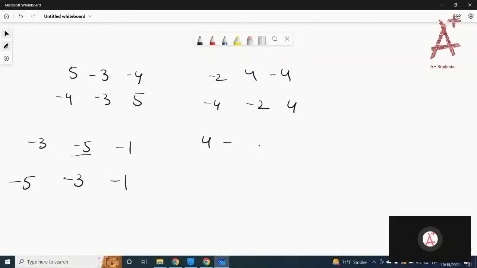Okay, the next one is 4, -1, and 3. So the -1 is the least one. Then you have 3 and then you have 4. Got it? So select the correct option and click on the OK button.